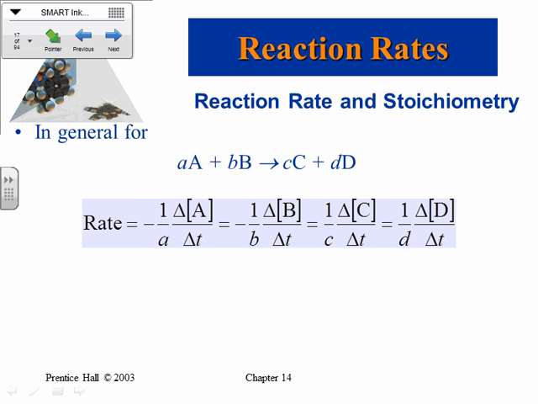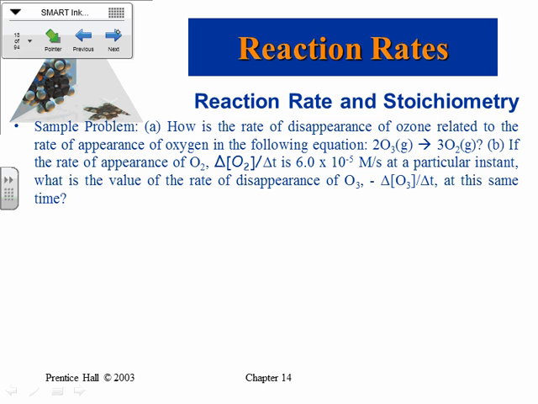If you take 1 over the coefficient in front of A times the concentration of A, that should be equal to 1 over the coefficient of B times B's concentration, equal to C, equal to D. Now notice there's a negative sign in front of A and B, but not in front of C and D. Does that make sense? Because as the reaction occurs, A and B are disappearing, and C and D are appearing. Whew, we do not have enough time for this.